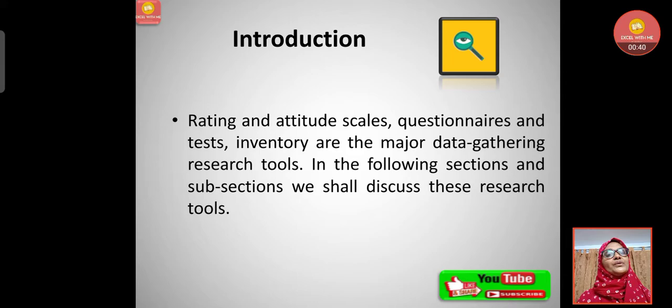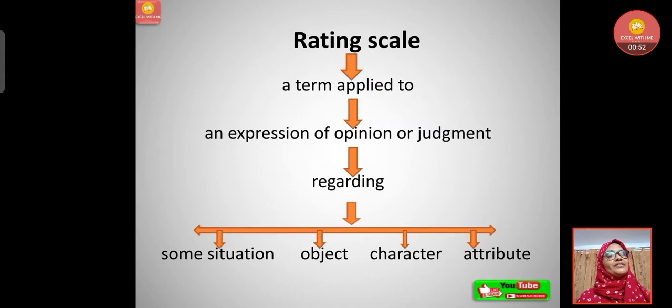Rating and attitude scales, questionnaires and tests, inventory are the major data gathering research tools. Now in the following sections and subsections we shall discuss these research tools in detail. Today we are going to discuss the rating scale. Now what is a rating scale? Rating scale is a term applied to an expression of opinion or judgment regarding some situation, object, character or attribute.